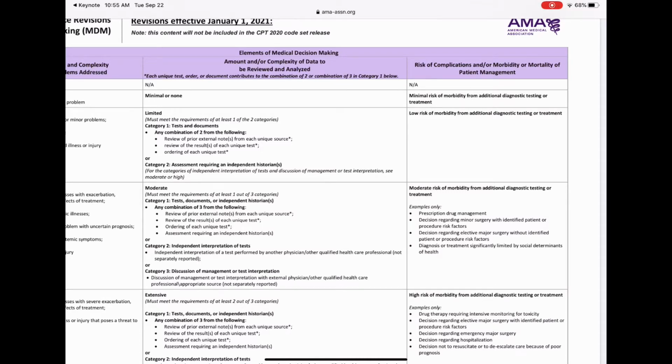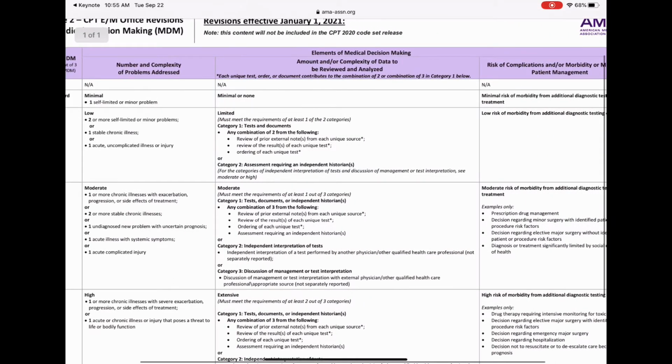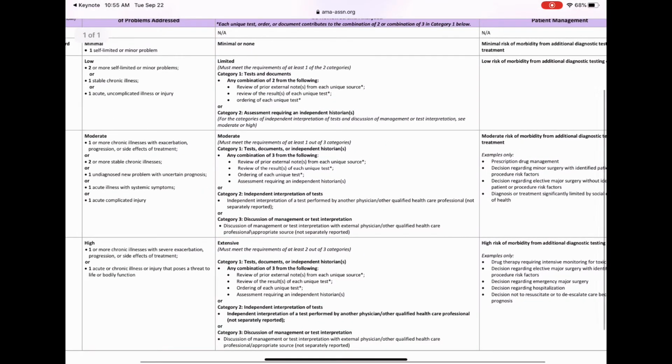Remember, you only have to have 2 of 3. So let's say that you had a patient where you hit moderate on the problems addressed, and you hit nothing.